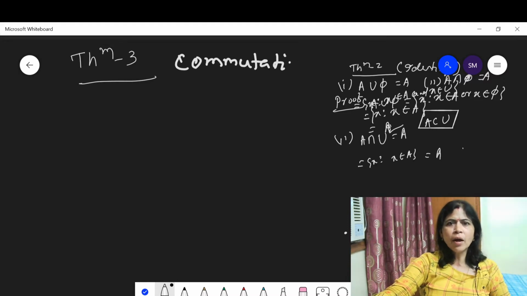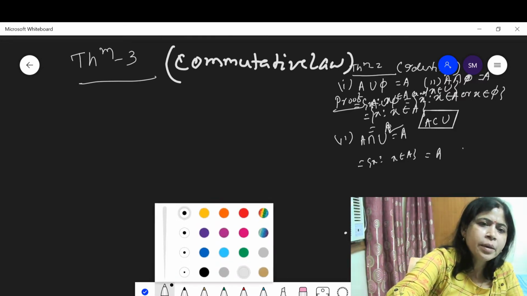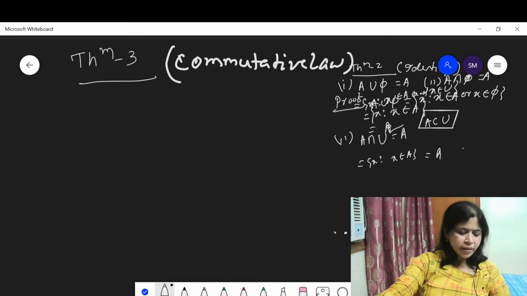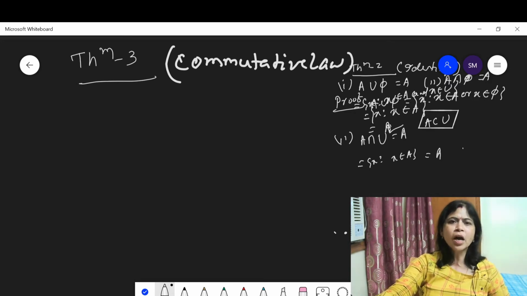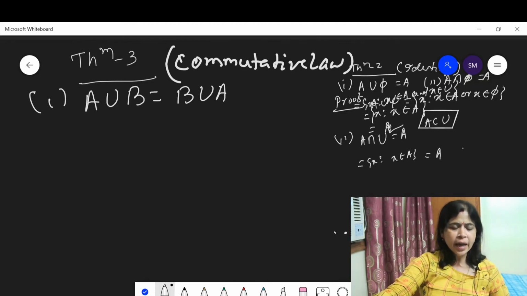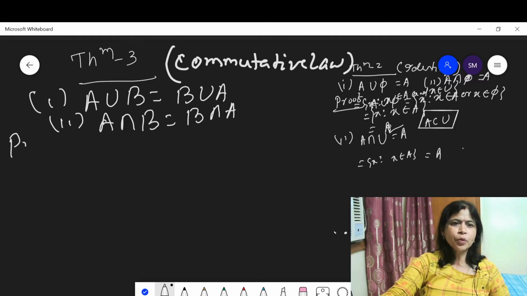What is the commutative law? Recall the commutative law of addition and the commutative law of multiplication. The commutative law of addition says that a plus b is equal to b plus a. In the same way, we have to prove the commutative laws: a union b is equal to b union a, and a intersection b is equal to b intersection a. Now let us prove.